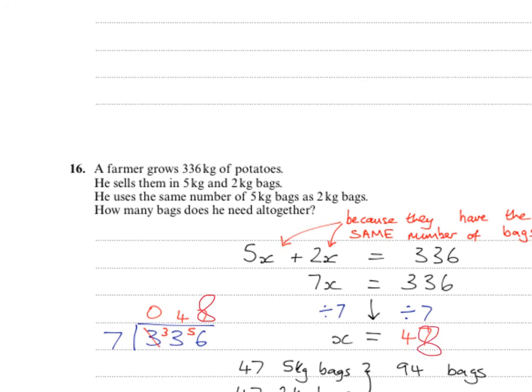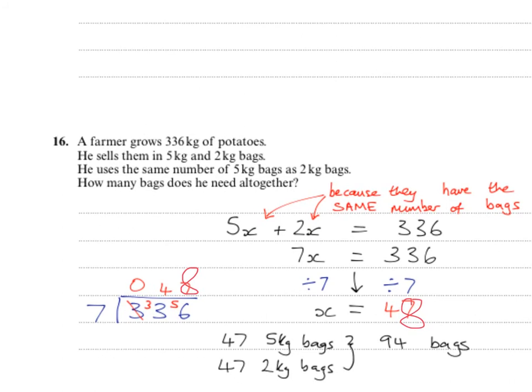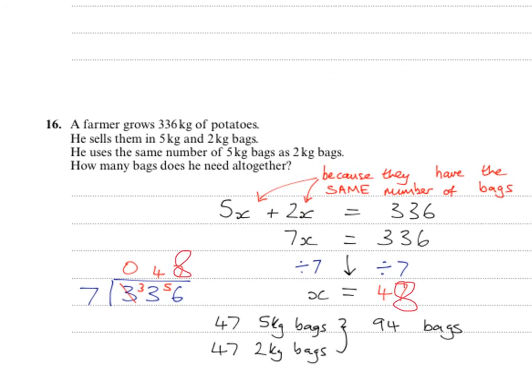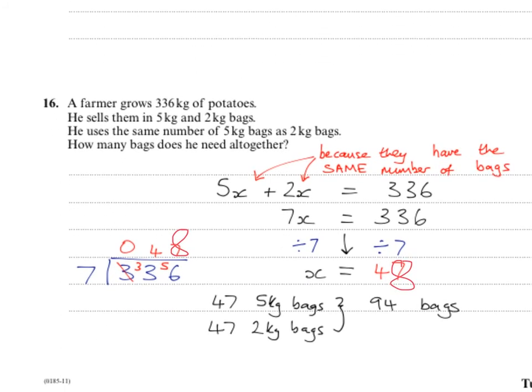Okay? Now, I know that I had x twice, so that tells me I have 48 5 kilogram bags and 48 2 kilogram bags, giving me a total of 96 bags altogether.